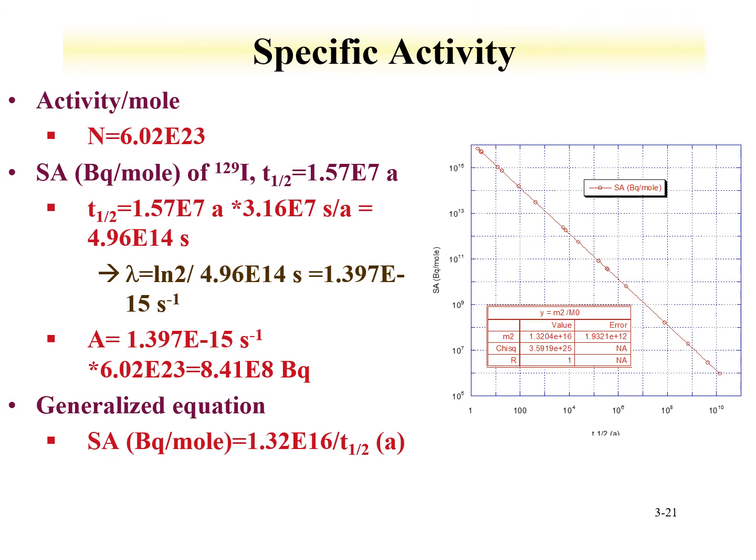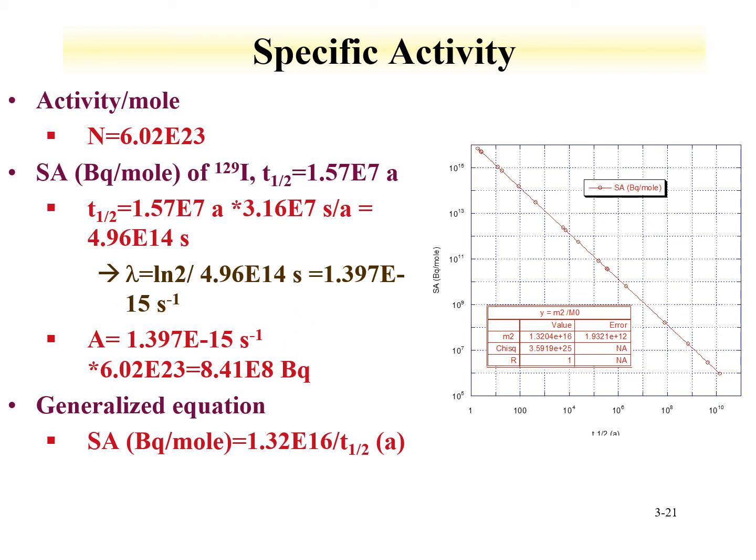If one looks at the specific activity in activity per mole, where N is equal to 6.02 times 10 to the 23rd, let's do becquerel per mole of iodine-129, listed here. The half-life is shown here. I calculate the specific activity. From the half-life, I get this half-life into seconds because it's 1.57 times 10 to the 7th years. I get that into seconds. I get my decay constant, which is 1.4 times 10 to the minus 15. Activity equals this value times Avogadro's number, and I get so many becquerels.